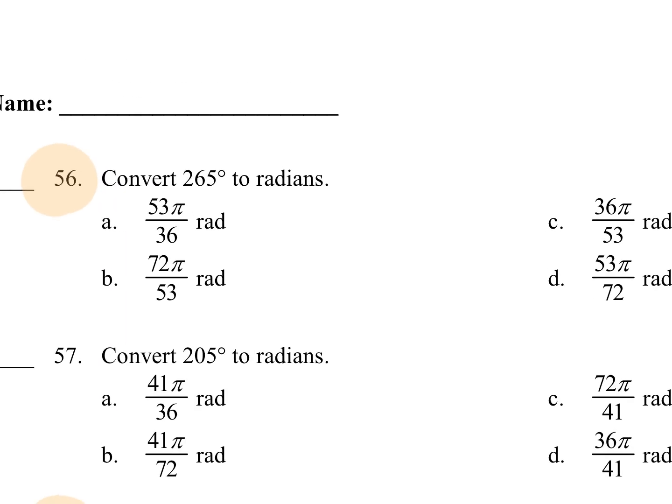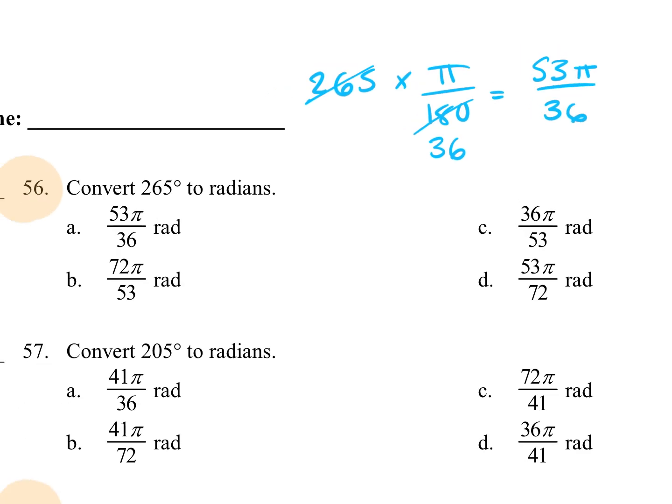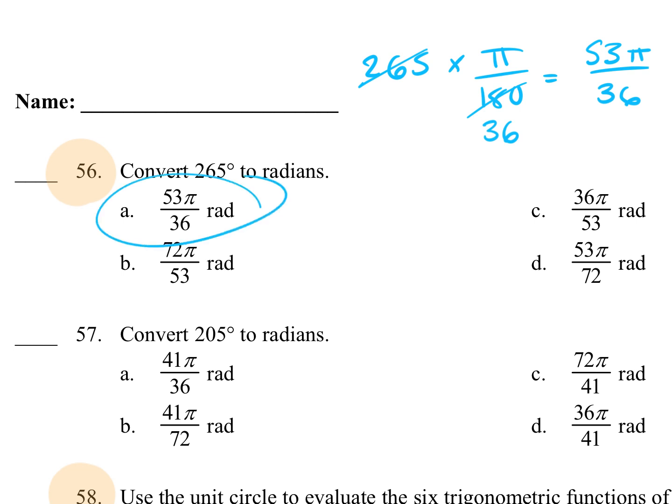56, we're converting to radians. So 265 times pi over 180. Use your calculator to simplify, but 5 goes into both of these. 5 goes into 180 36 times. And then 5 goes into 265. I'm going to guess and say 53. So 53 pi over 36. Perfect.